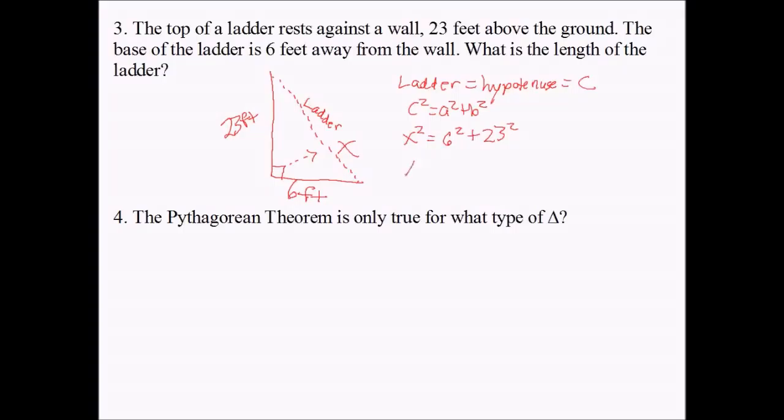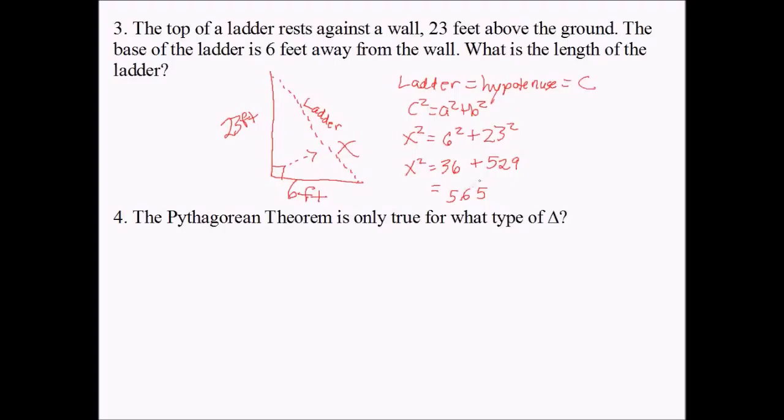So now I have x squared equals 36 plus 529. So you have here, what's that going to be? That's going to be 5. It's going to be 6. It's going to be 5. Okay?